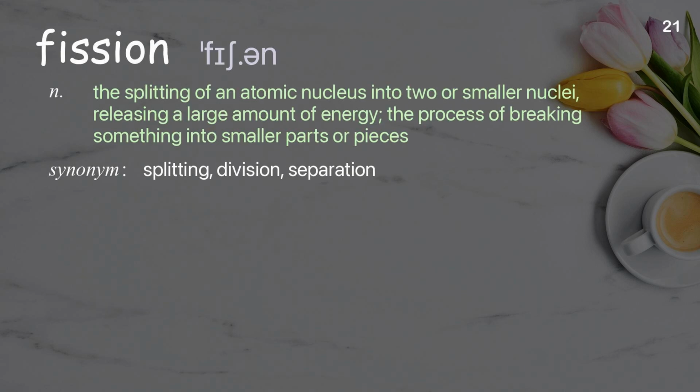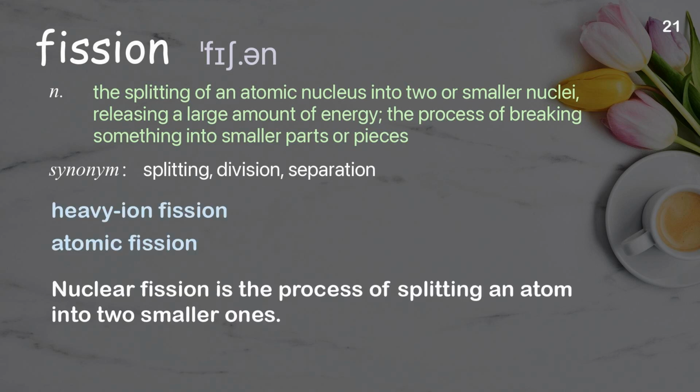Fission. The splitting of an atomic nucleus into two or smaller nuclei, releasing a large amount of energy. The process of breaking something into smaller parts or pieces. Examples: Heavy ion fission, atomic fission. Nuclear fission is the process of splitting an atom into two smaller ones.